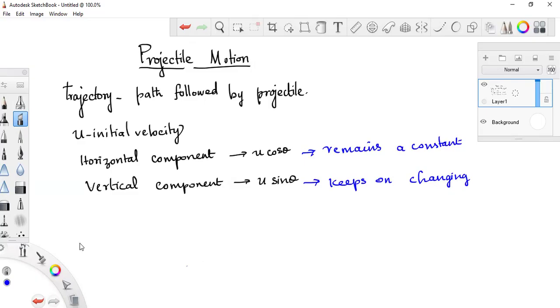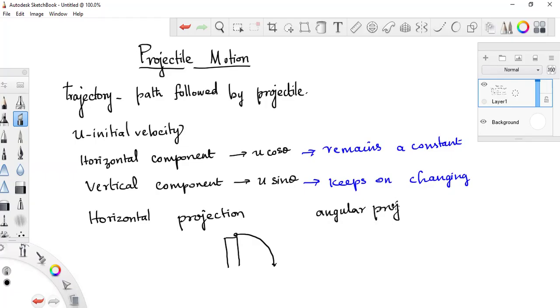So there are two types of projectile motion. One is called horizontal projection. The one where an object is just pushed down from a building, so it follows a path like this. This is called horizontal projection. And the other one is called angular projection, or otherwise called oblique projection.